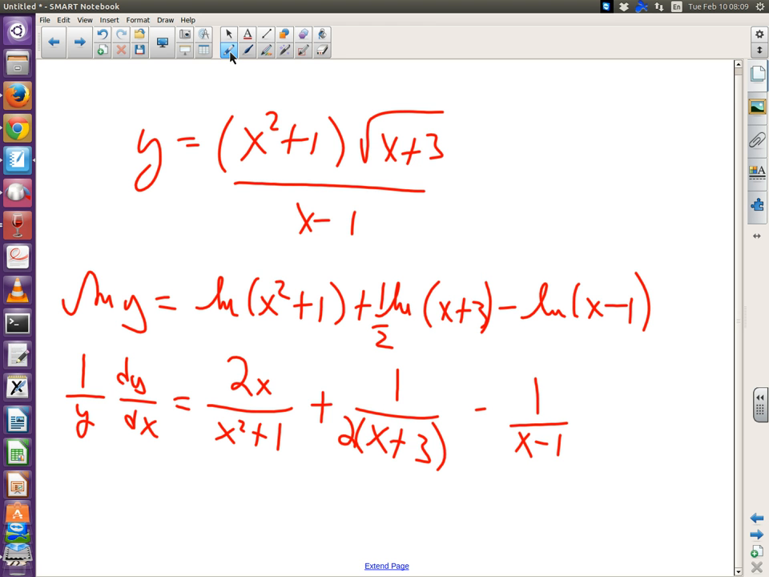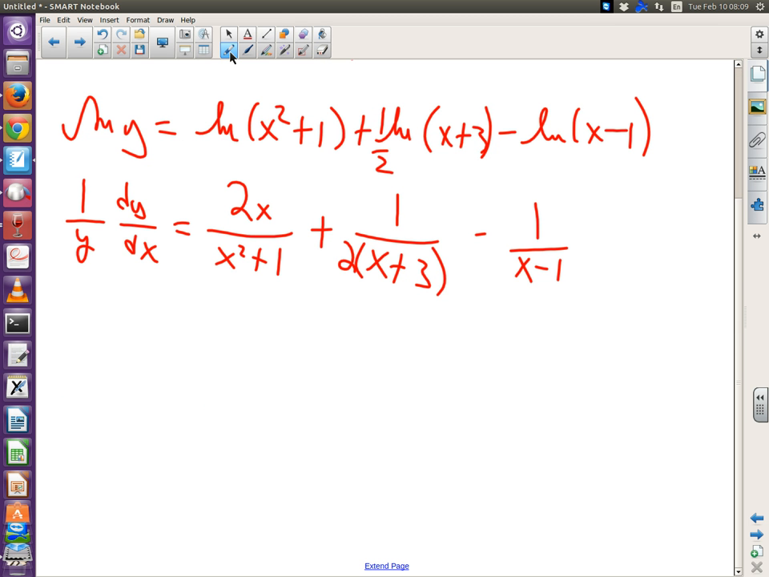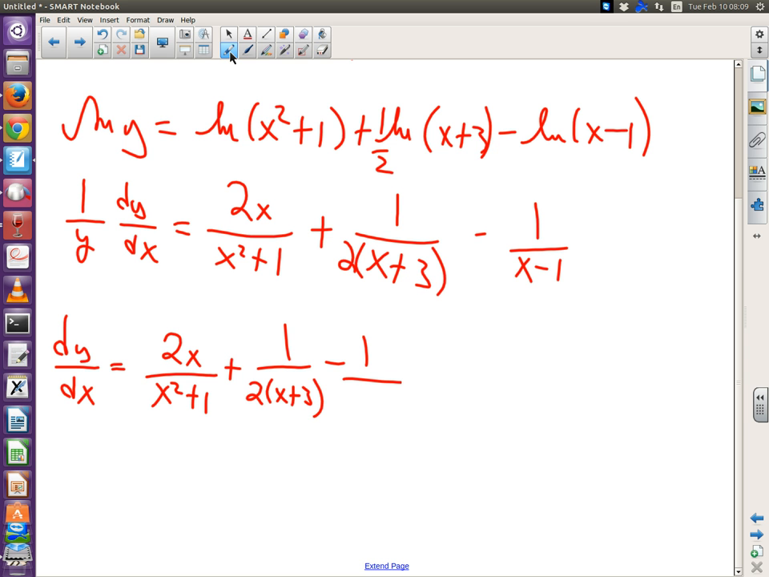All right, so how do you get your final answer? Multiply by y. All right, so dy dx is this whole mess. You could distribute the 2 if you want, I guess. Times y, but y was the original expression, which is this.